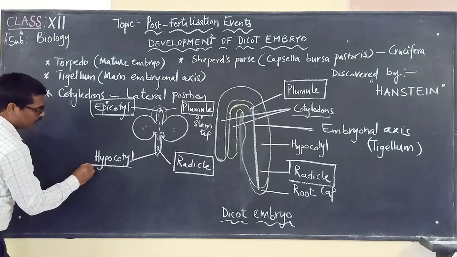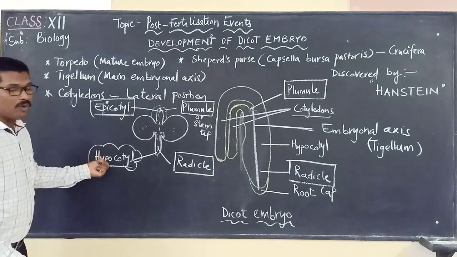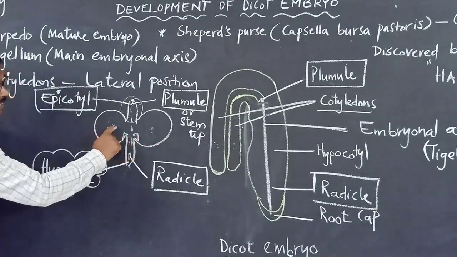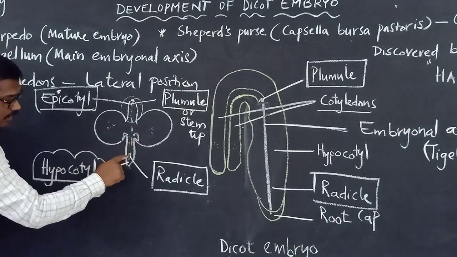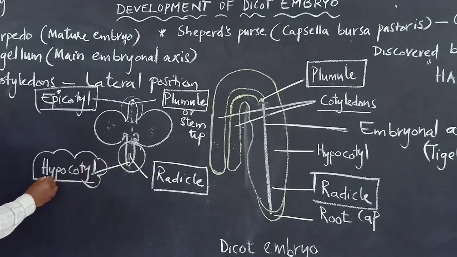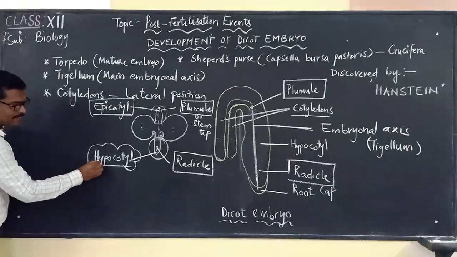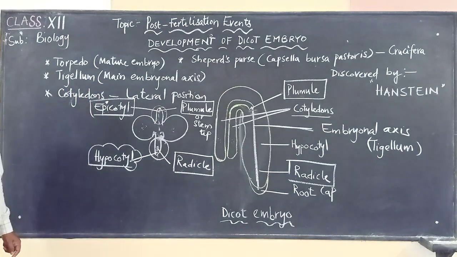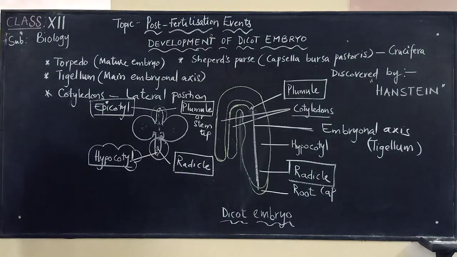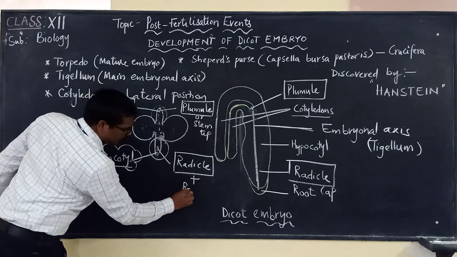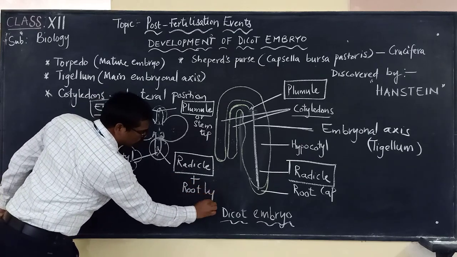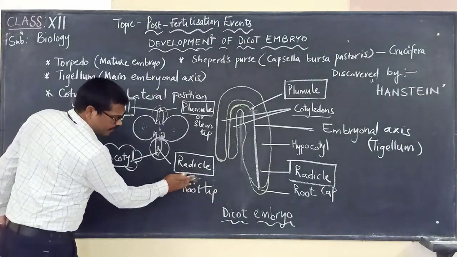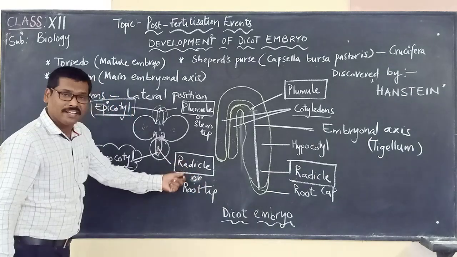And the hypocotyle, what is this hypocotyle now? Hypocotyle is the portion of the embryonal axis which is below the attachment of the cotyledons. This part we are calling as the hypocotyle, and this hypocotyle is giving rise to what? The radicle. It is giving rise to the radicle and root tip, we say. Radicle or root tip.